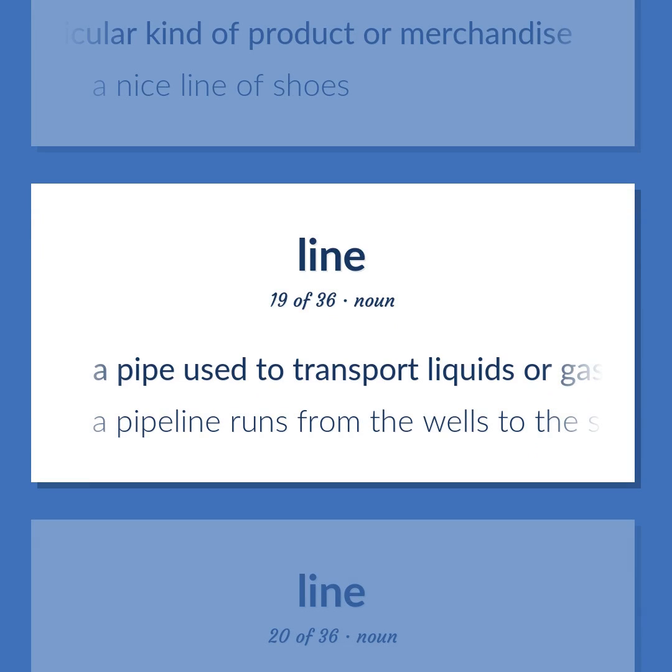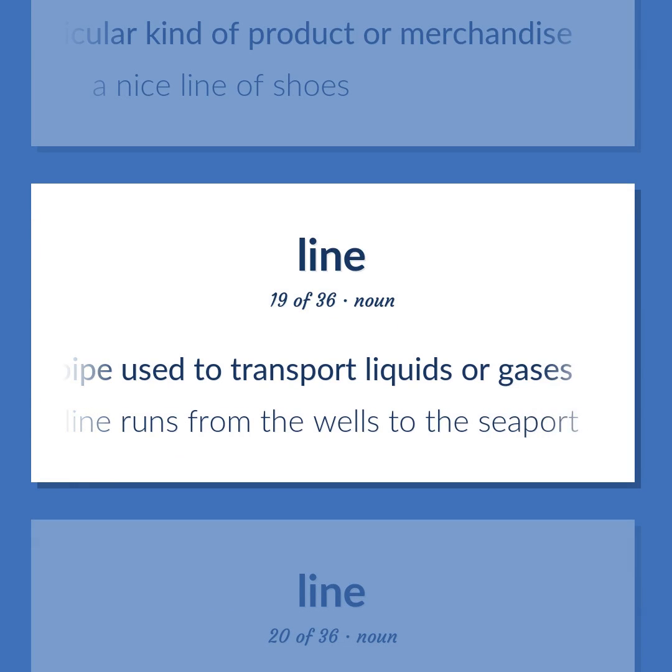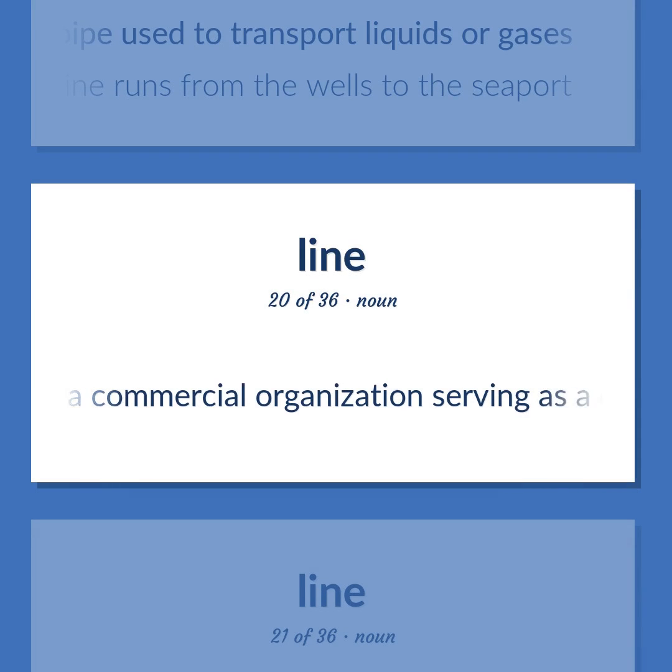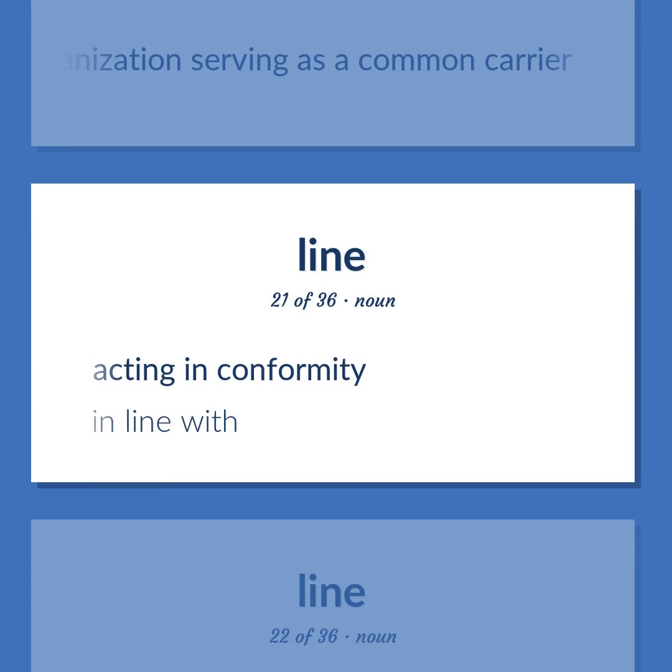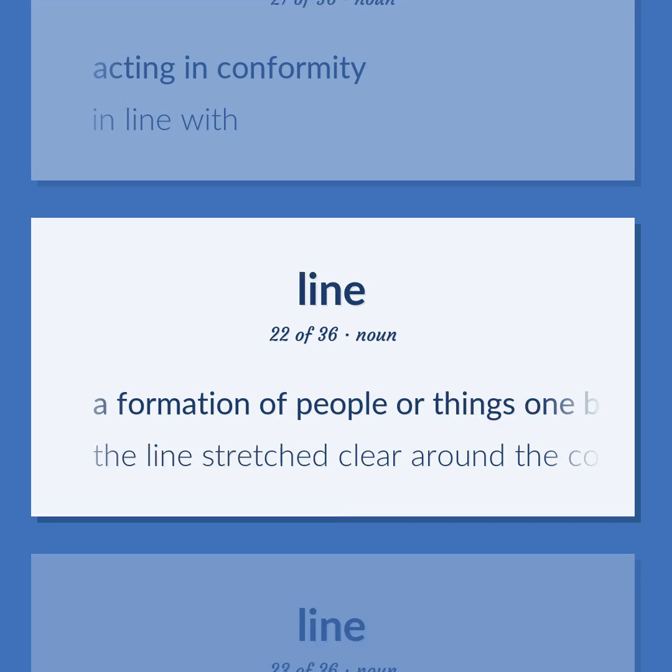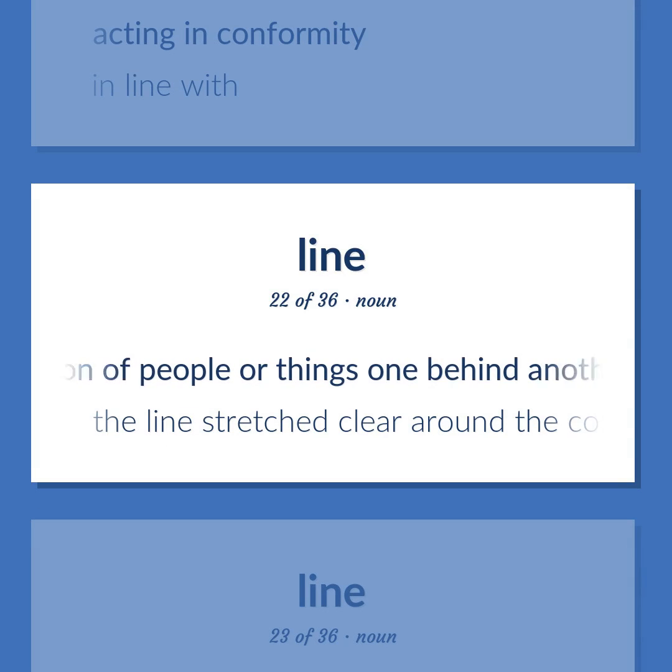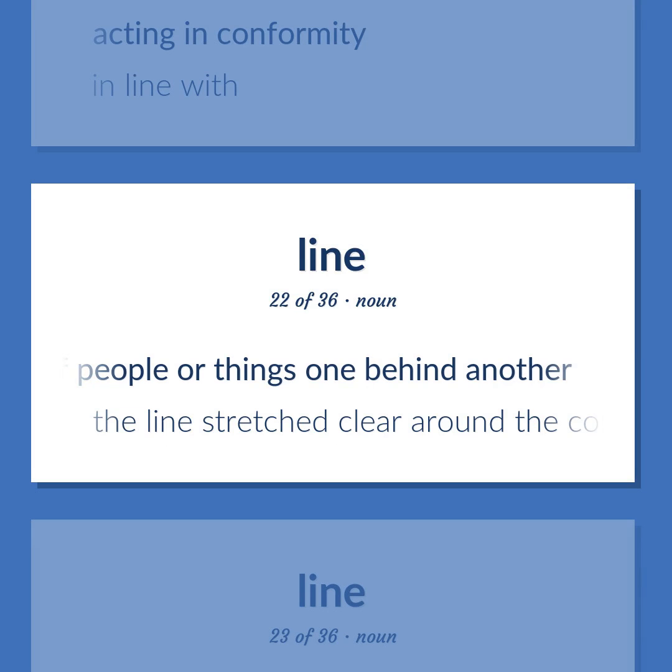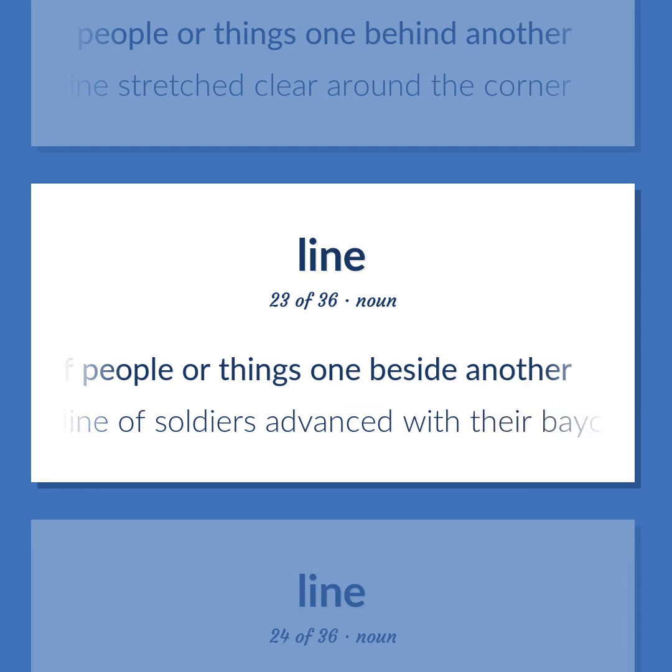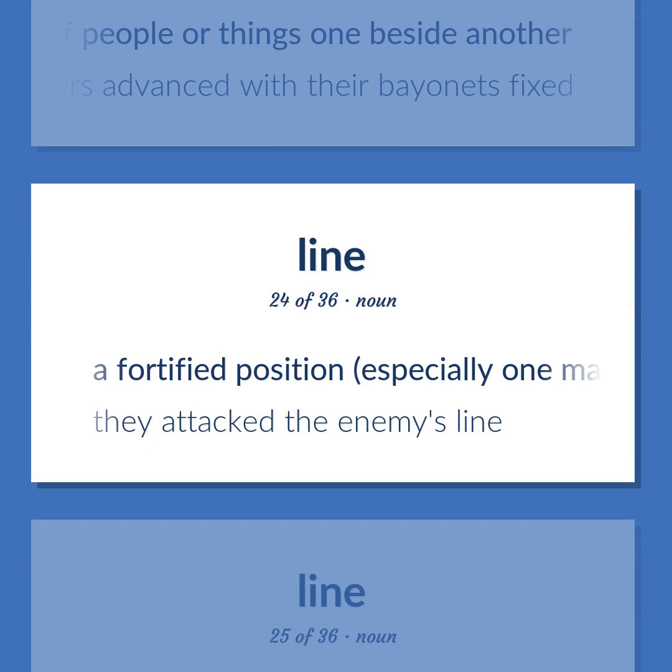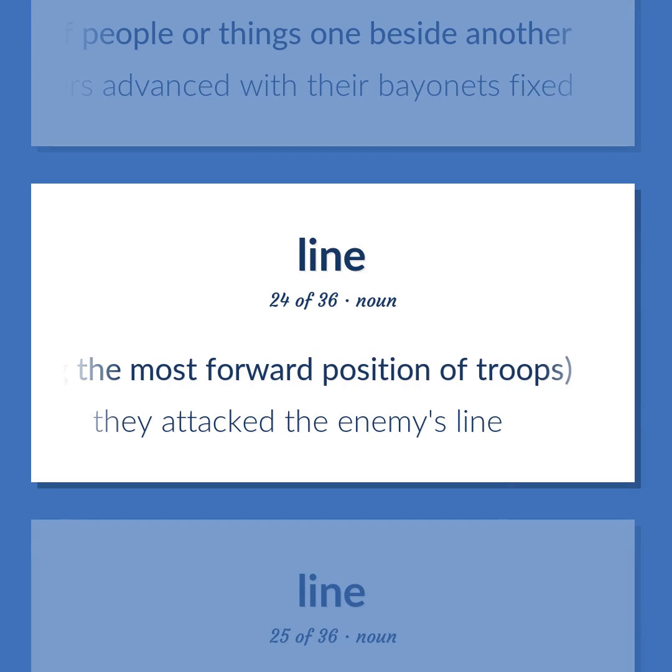A pipe used to transport liquids or gases. A pipeline runs from the wells to the seaport. A commercial organization serving as a common carrier. Acting in conformity. In line with. A formation of people or things one behind another. The line stretched clear around the corner. A formation of people or things one beside another. The line of soldiers advanced with their bayonets fixed. A fortified position, especially one marking the most forward position of troops. They attacked the enemy's line.